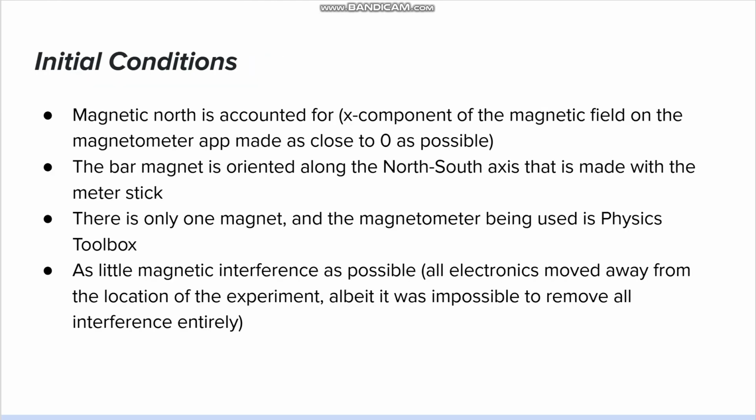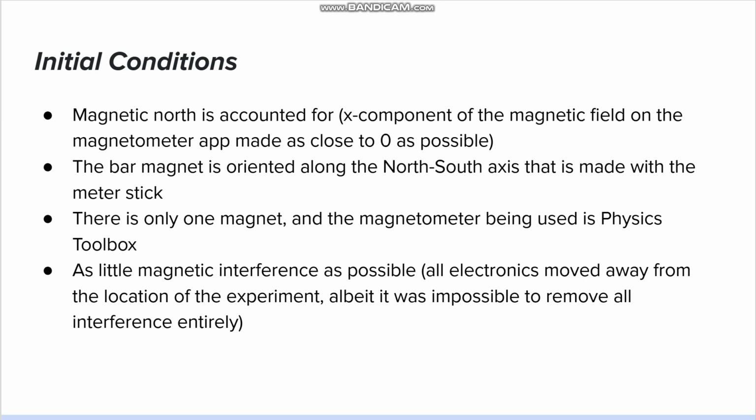Initial conditions. Magnetic north is accounted for, as the x component of the magnetic field on the magnetometer app was made as close to zero as possible. The bar magnet was oriented along the north-south axis that is made with the meter stick. There's only one magnet, and the magnetometer app being used is Physics Toolbox, and as little magnetic interference as possible occurred, as all electronics were moved away from the location of the environment, albeit it was impossible to fully remove all interference.